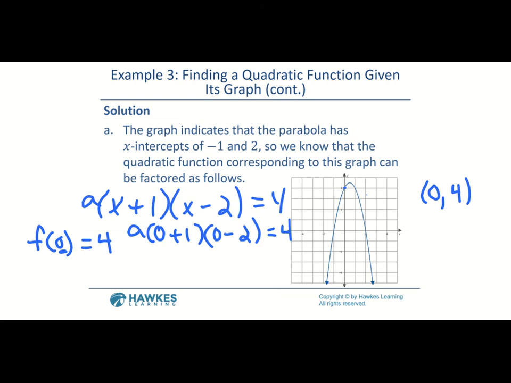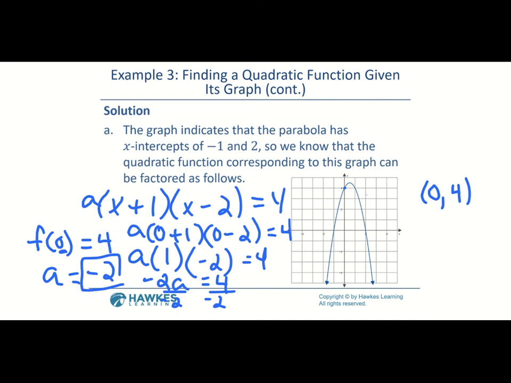Now, let's do the math. We have a times 1 times -2 equals 4. So we end up with -2a equals 4. Divide by -2, and then we're going to get a is equal to -2. And that's good that it came out negative because we know it should be. So now what we're going to do on the next slide is put it all together.